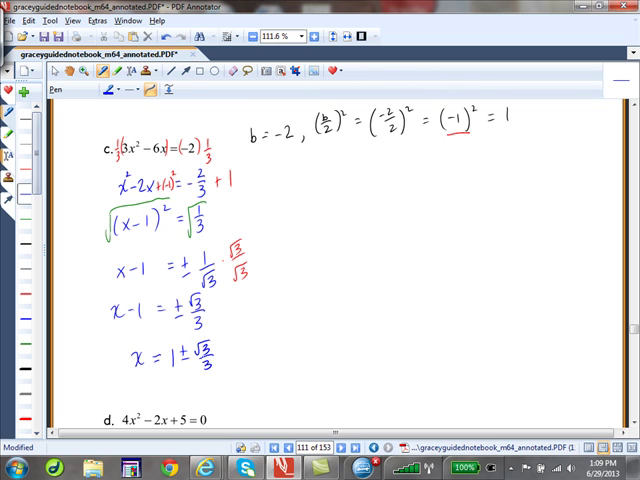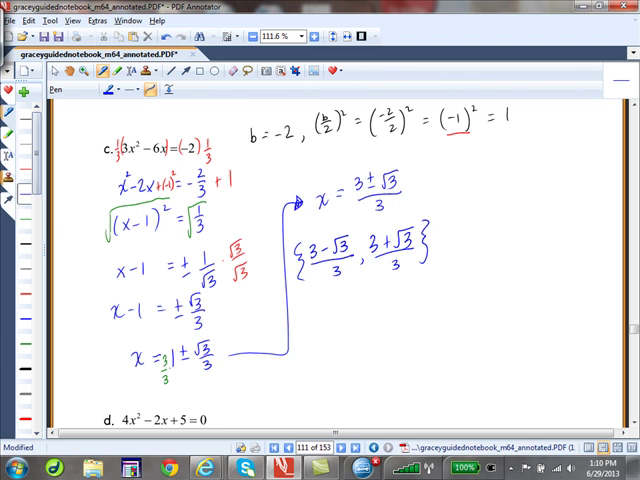We want to get one happy fraction. So multiplying the 1 by 3 over 3, we have x is equal to 3 plus or minus root 3 all over 3. And our solution set will either be 3 minus root 3 over 3, 3 plus root 3 over 3, or 3 plus or minus root 3 all over 3.